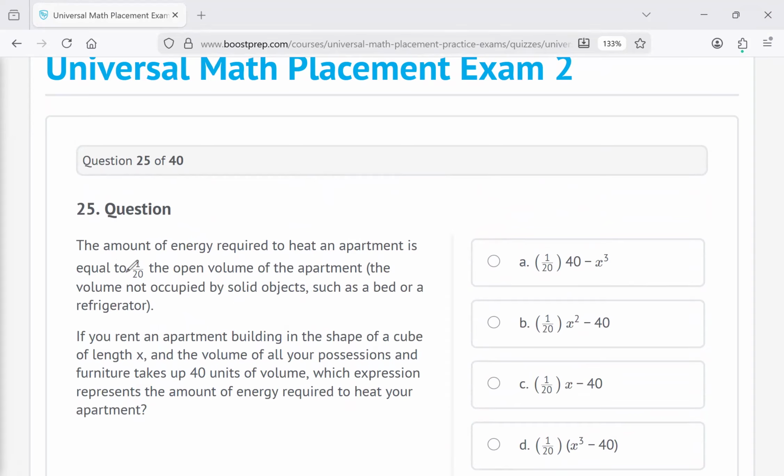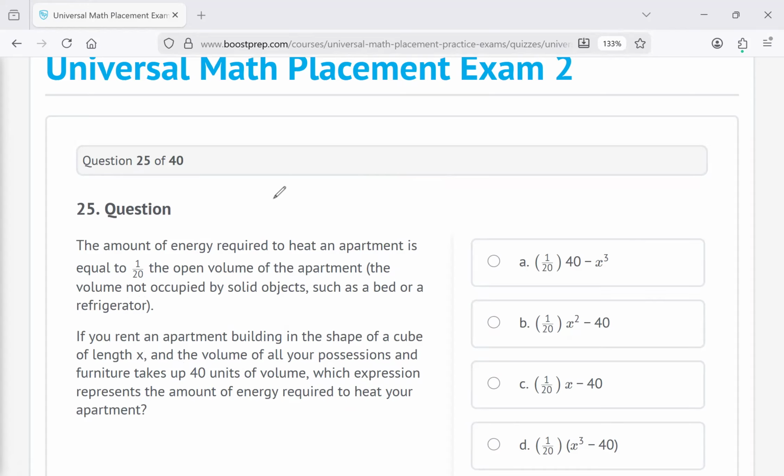25. The amount of energy required to heat an apartment is equal to 1/20th the open volume of the apartment, the volume not occupied by a solid object such as a bed or a refrigerator. If you rent an apartment building in the shape of a cube of length x, and the volume of all your possessions and furniture takes up 40 units of the volume, which expression represents the amount of energy required to heat your apartment? So, yeah, this one's a little bit strange.